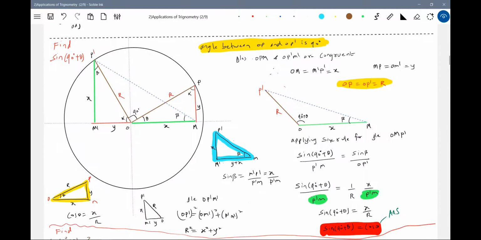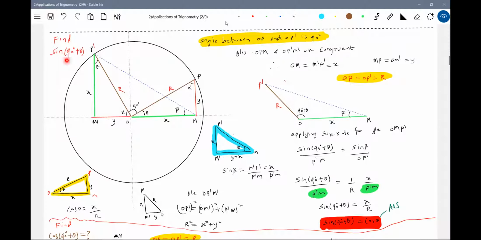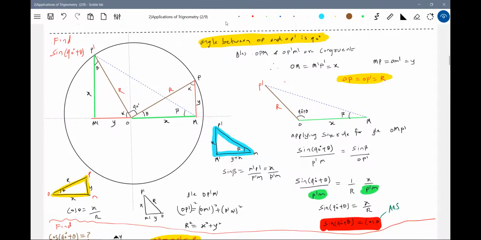Let's take the next one. What is the value of sine of 90 degrees plus theta? What will it be equal to? So here, what we do is, there's a circle which I drew. Now we have a circle here, and in the circle, you check it now.